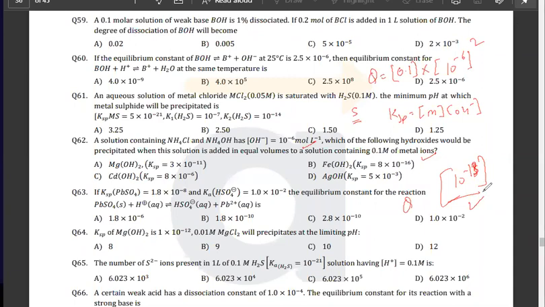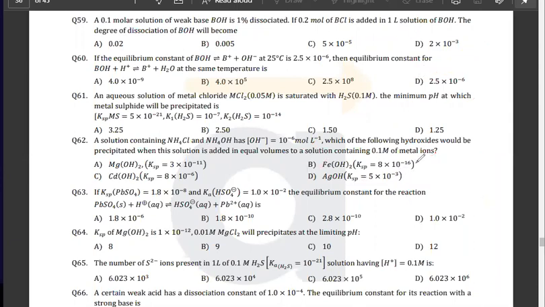Now this Q is greater than which one? A, B, C, D. Tell me everyone. B, obviously, because it is less than all the three. The answer is B. Okay, got it?